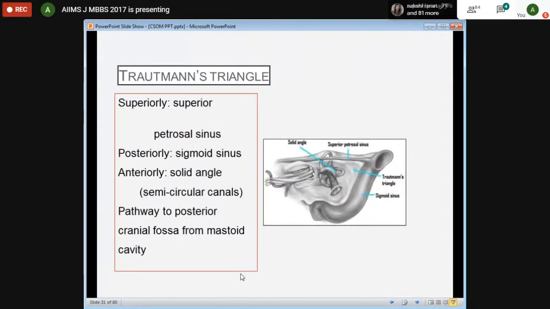So what is the Trautmann triangle? As we can see, this is the sigmoid sinus which we have just discussed. Don't be confused. This is our middle ear area and this is our mastoid region. Suppose this is the left ear. This area is bounded superiorly by the superior petrosal sinus, posteriorly by the sigmoid sinus, and anteriorly by the solid angle, which is the angle between the semicircular canals. So this is the area through which the infection travels to the cerebellum.